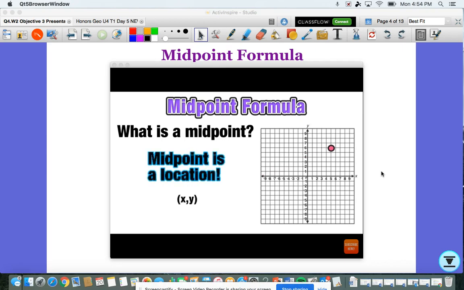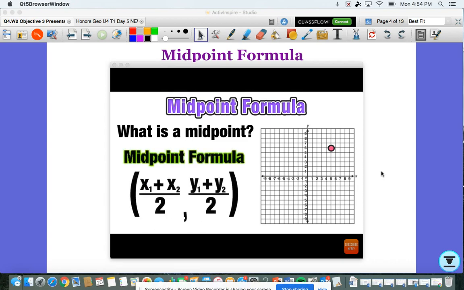So we want to think of a midpoint as a location with XY coordinates. And our tool in this lesson for finding the midpoint is going to be the midpoint formula. So let's go ahead and learn how to use it.